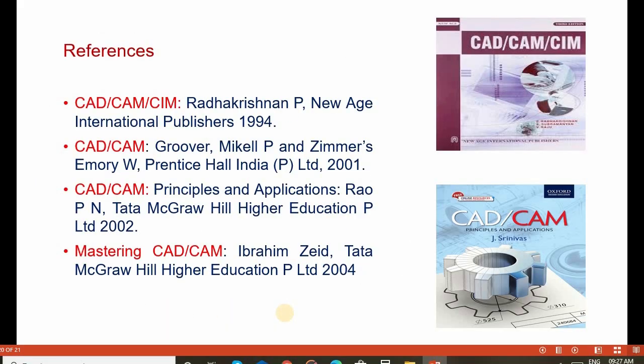In this course, CAD CAM, for further reading these books can be referred: CAD CAM by Radhakrishnan P, CAD CAM by Groover Mikell P. and Zimmers Emory W., CAD CAM: Principles and Applications by P. N. Rao, and Mastering CAD CAM.